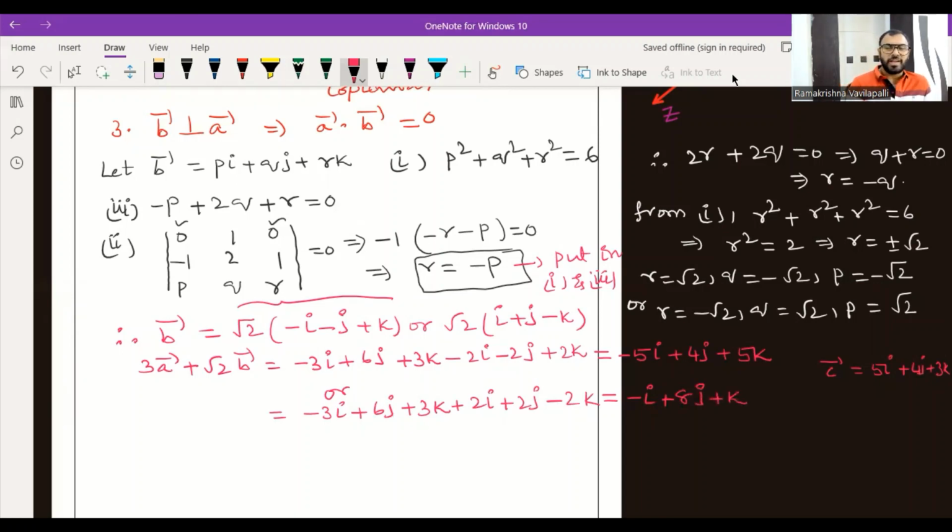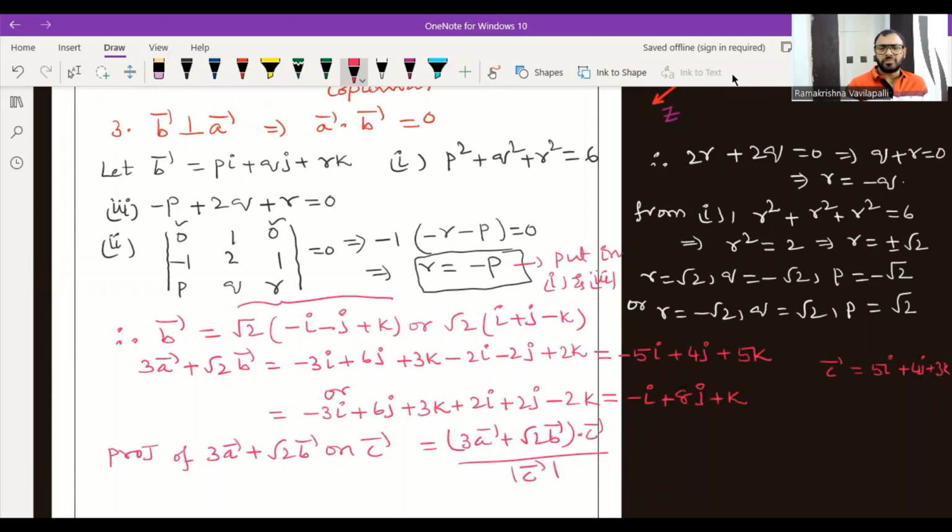So now we need to find the projection of this. The projection of 3A bar plus root 2 B bar on the C bar vector equals 3A bar plus root 2 B bar dot C bar by modulus of C bar. You just apply this, take both the vectors and find the dot product. Whichever is there in the answer, that you take.